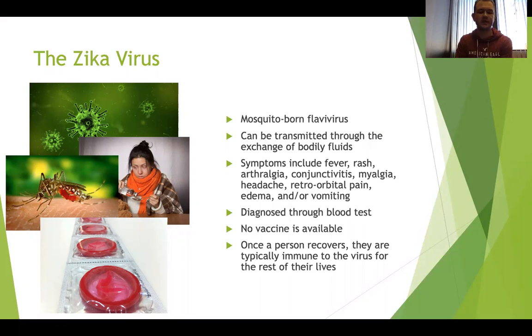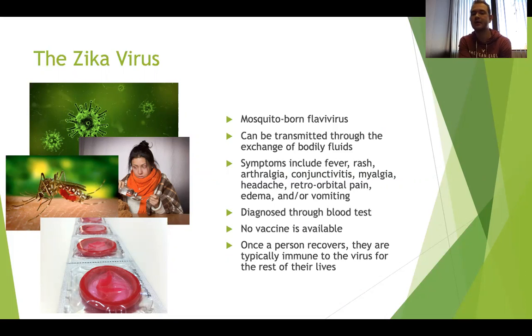The species of mosquito most commonly known for carrying this disease are Aedes africanus, Aedes aegypti, and Aedes albopictus. Infected people can transmit it to other people through the exchange of body fluid, i.e., it can be sexually transmitted. Symptoms of the virus include fever, rash, arthralgia, conjunctivitis, myalgia, headache, retroorbital pain, edema, and vomiting.